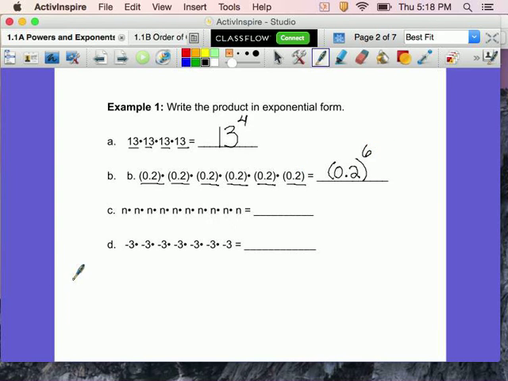And you can do the same thing for variables. Just count how many factors you have. 1, 2, 3, 4, 5, 6, 7, 8, 9, 10. So I have n, which is my base, 10 times.